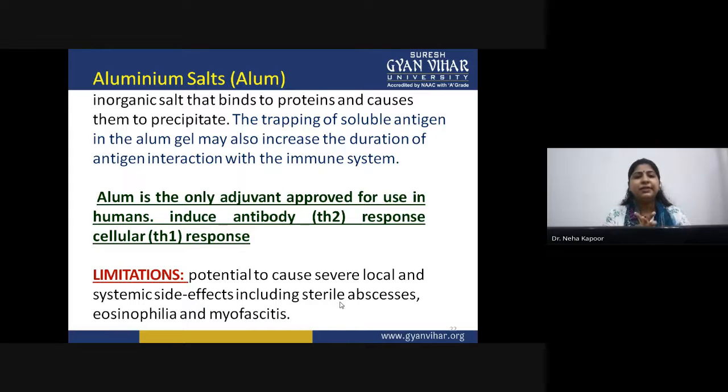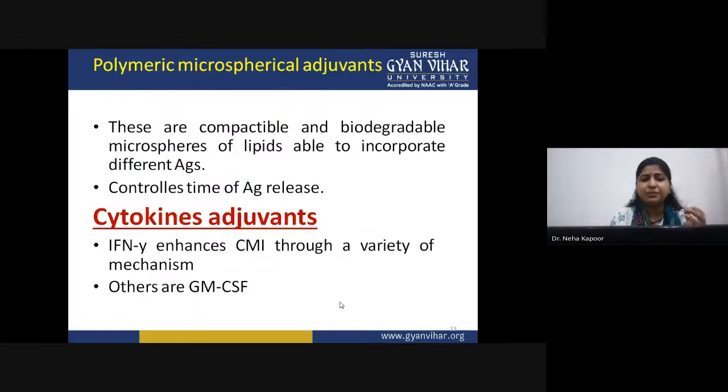However, there are certain limitations also, because everything has certain limitations. The limitation is severe local and systemic side effects like local injection site pain, sometimes inflammation, swelling, pus formation, sterile abscesses, eosinophilia, and myofasciitis. So there are different limitations of each and every adjuvant that we use in vaccine preparation.